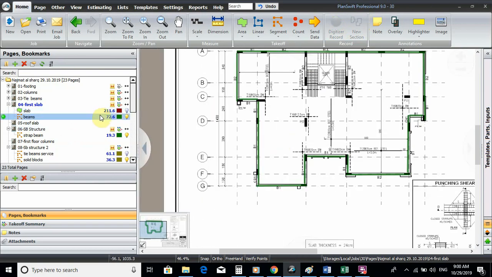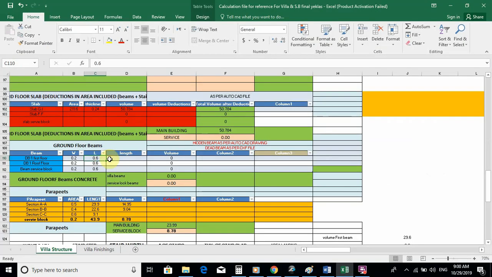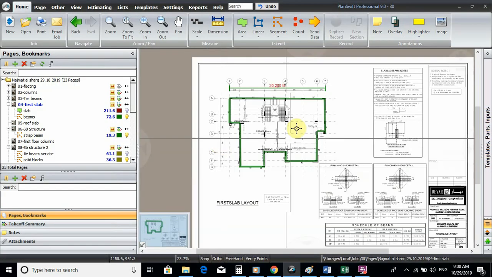Now the beams, how much? 72.6. In case you do deductions, you will make an equation of this multiplied by this multiplied by the volume, because this is a volume deduction, not area deductions. Okay, finish the first floor slab.